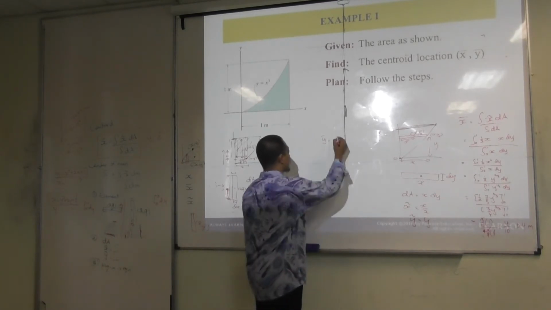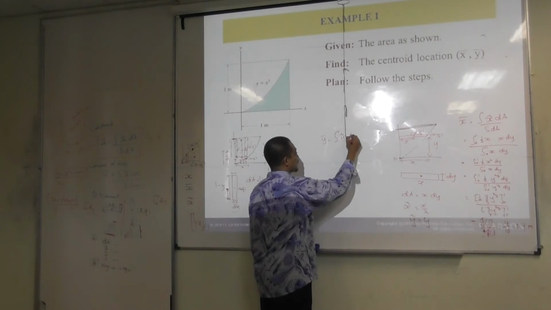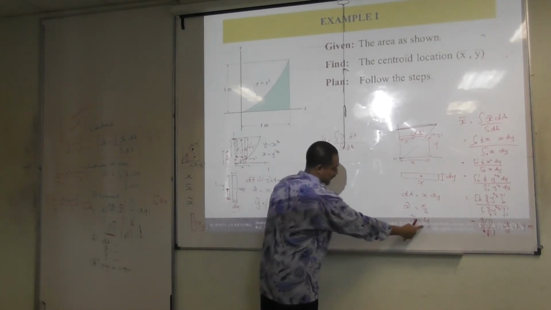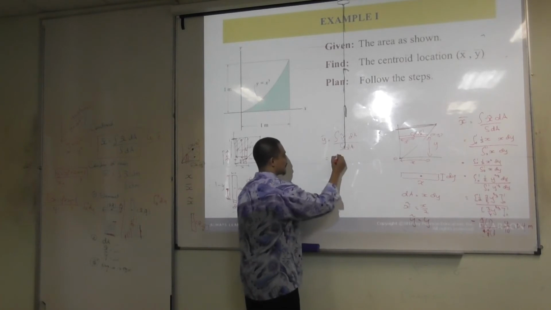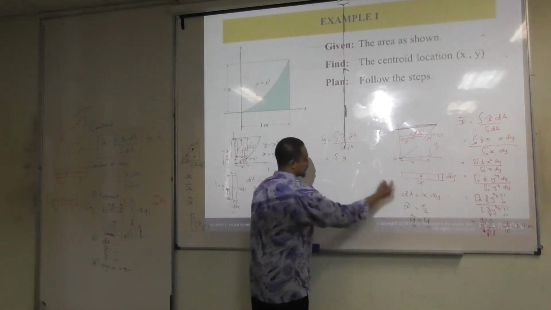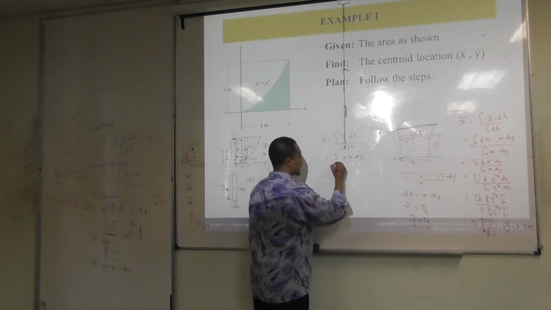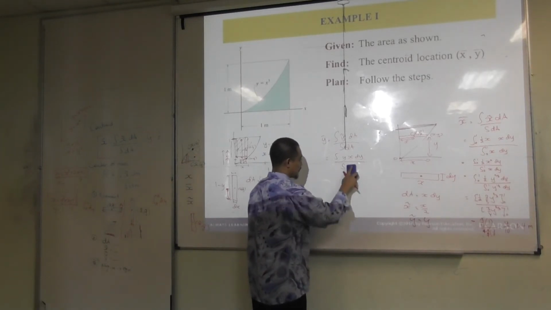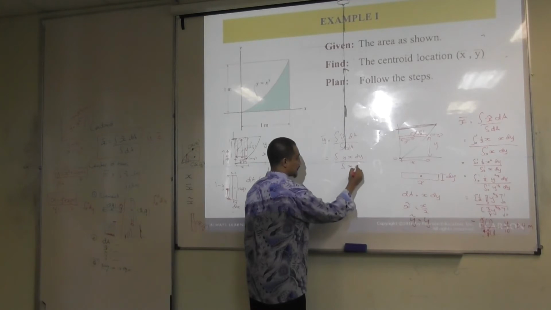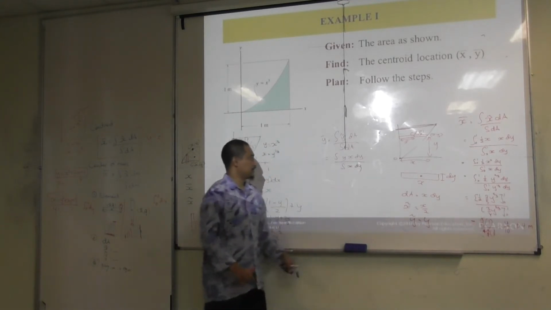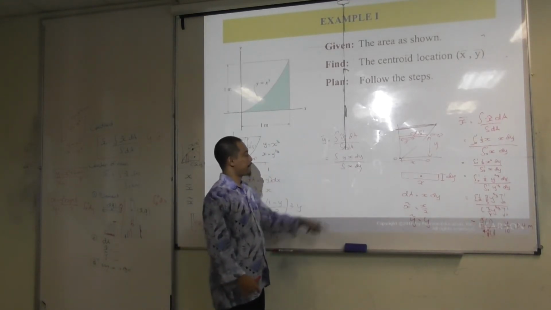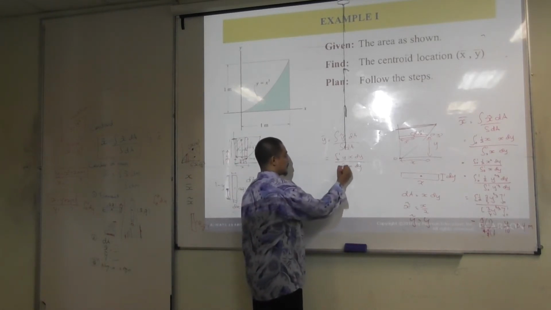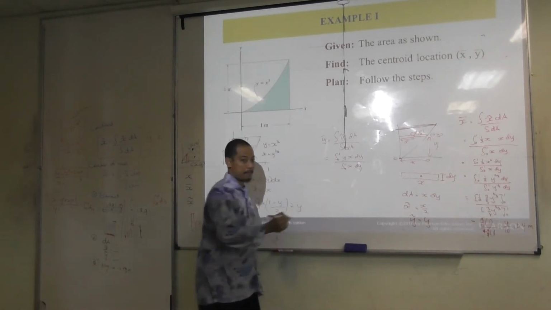Y bar will be the integration of y dA over the integration of dA. So you just plug in. Integration of y, dA is x dy, over integration of x dy, right? This is just plug in. What will be the limit? Limit 0 to 1? Yes.